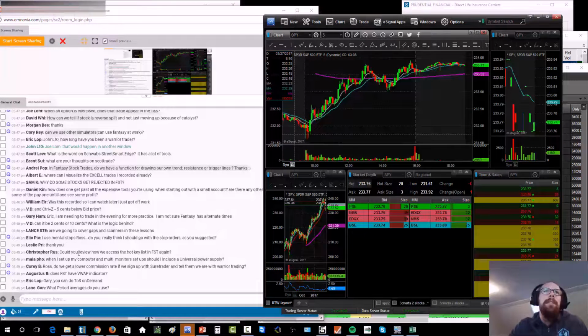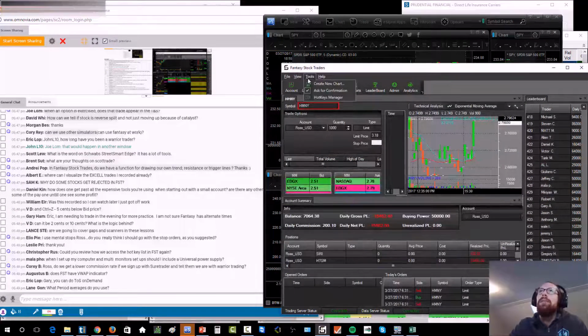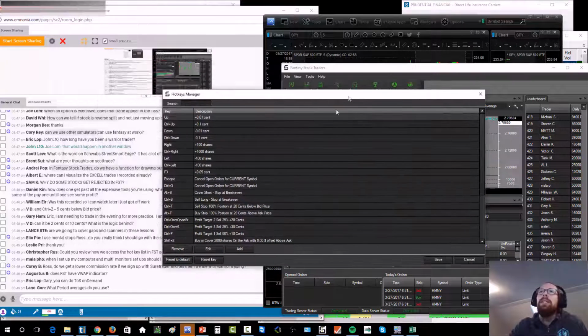Christopher, to get the hotkeys in the simulator, you go again to Tools and then down to Hotkey Manager. And then you can see them right there.